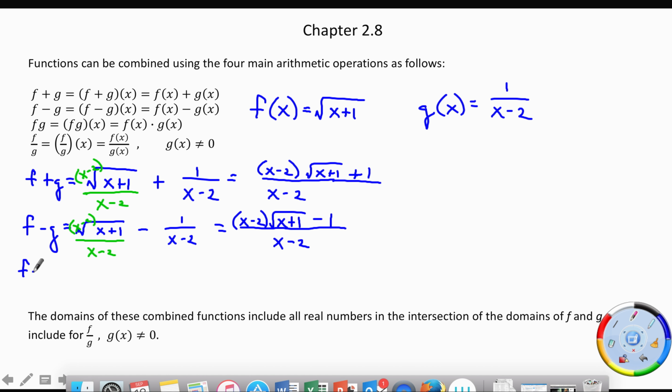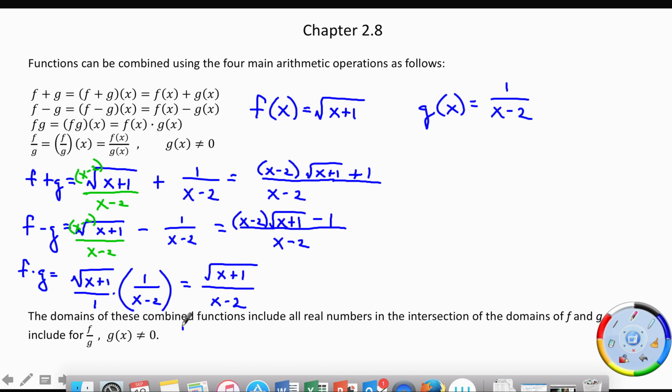F times g is f times g. If I'm multiplying fractions, I multiply straight across the numerator and straight across the denominator.